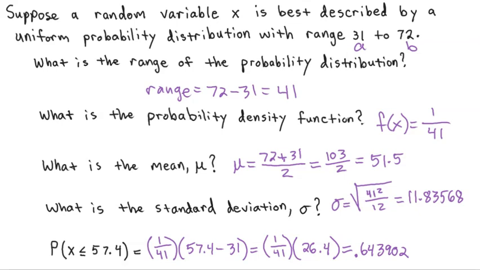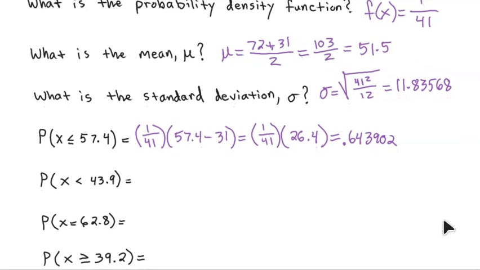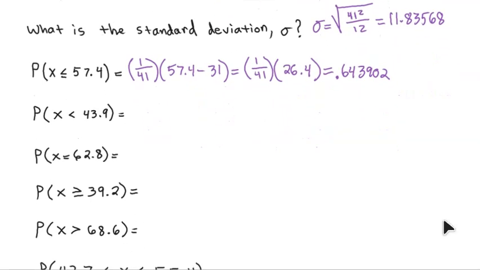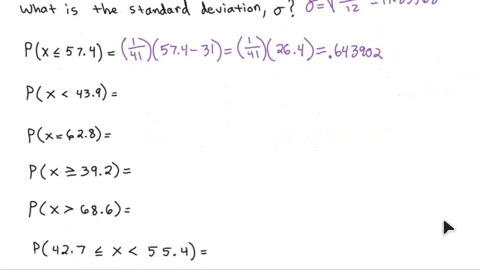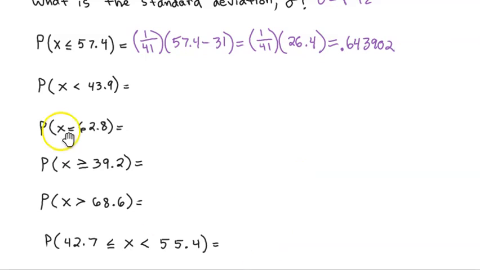0.643902. Okay? All right, let's try another one. So we're going to scroll down here and look at some other probability questions. We have 5 more probability questions here. And this one says, what is the probability that x is less than 43.9?